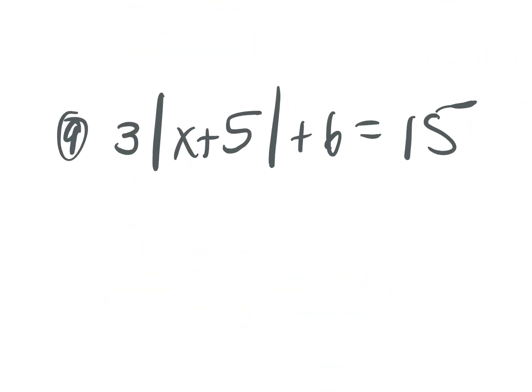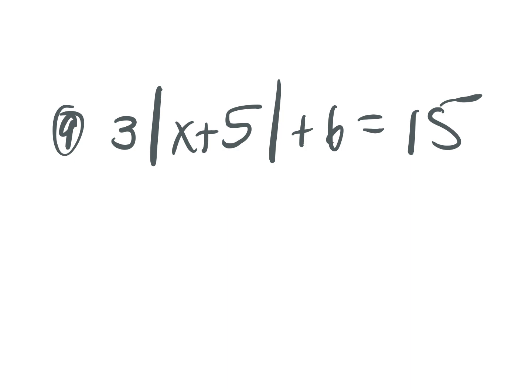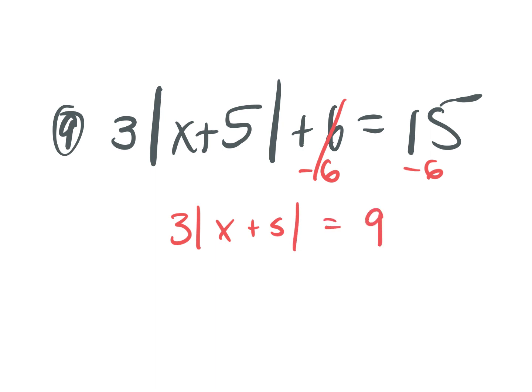Let's do number 9 next. What should we do first? Let's subtract the 6. We want to isolate our absolute value, so moving everything over. So 3 times the absolute value of x plus 5 is equal to 9. What else?